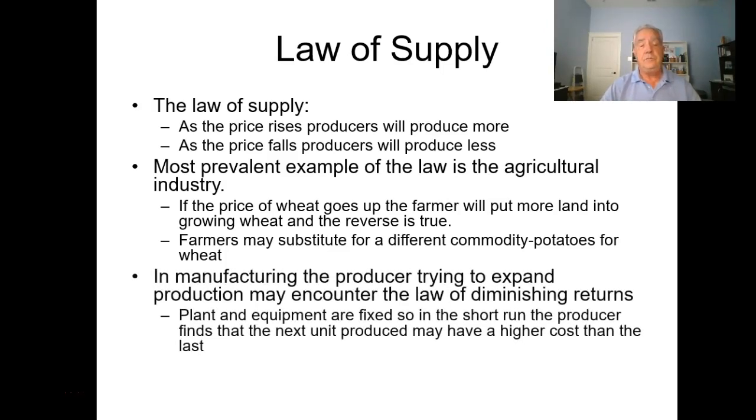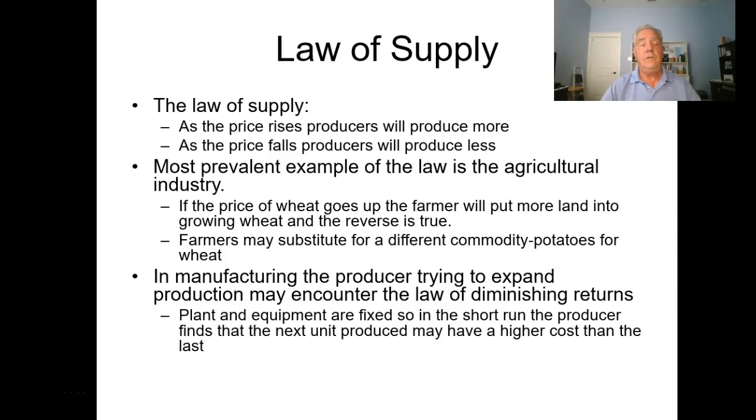Manufacturing, okay? Manufacturers tend to try to, if they see an increase in price, they're going to try to build more, make more. The problem may be that a lot of their costs, land, labor, capital, are fixed. They've got as much in place as they can. And in the short run, they may not be able to respond to a higher price without a higher cost.